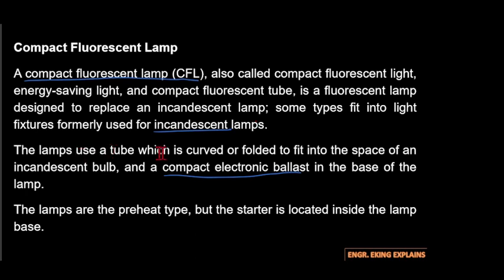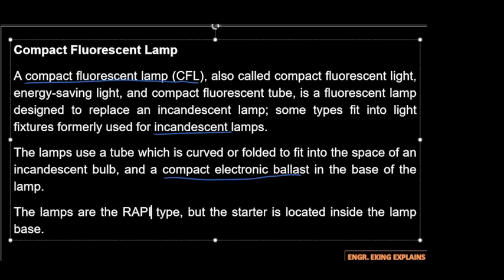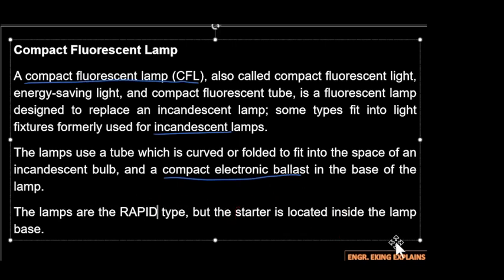So the lamp uses a tube which is curved or folded to fit the space of an incandescent bulb and a compact electronic ballast which is found at the base of the lamp. So the lamp is not preheat but rapid type. This is rapid type. Okay, but the starter is located, yung starter niya kasama na siya sa ating ballast, kaya tinatawag siyang electronic ballast.